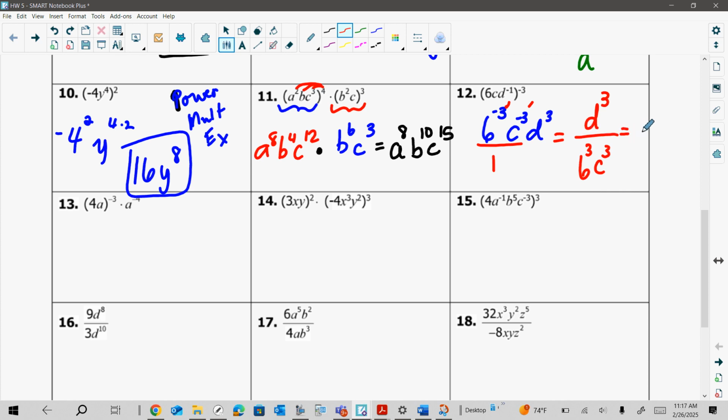Wait, no. Oh, you have to use 216. D to the power of 3 over 216 c to the third. That's a 6. Yeah, 216. This is d to the third power over 216 c to the third power.